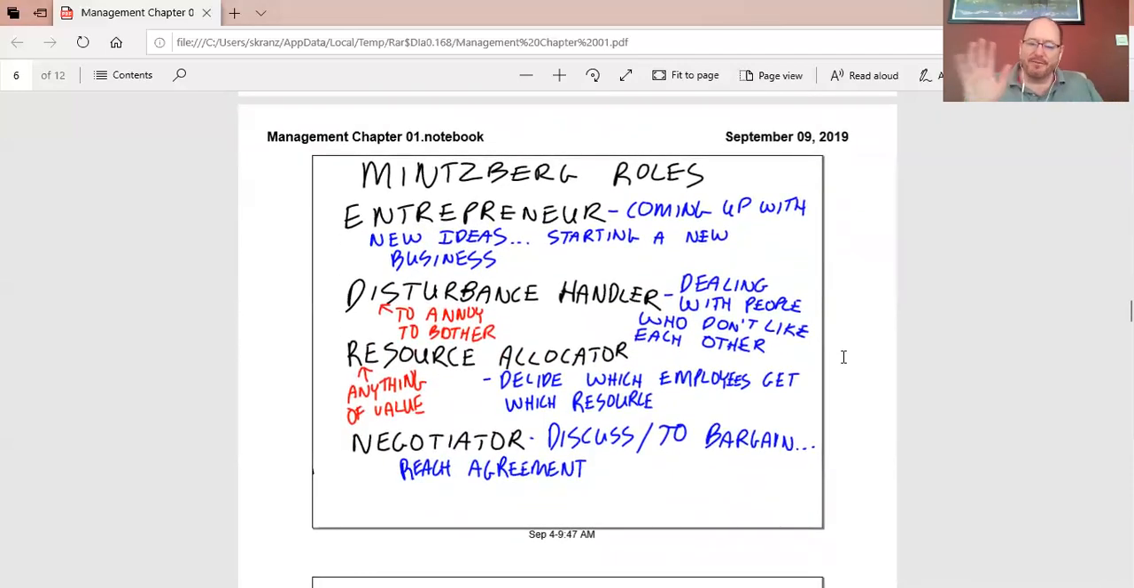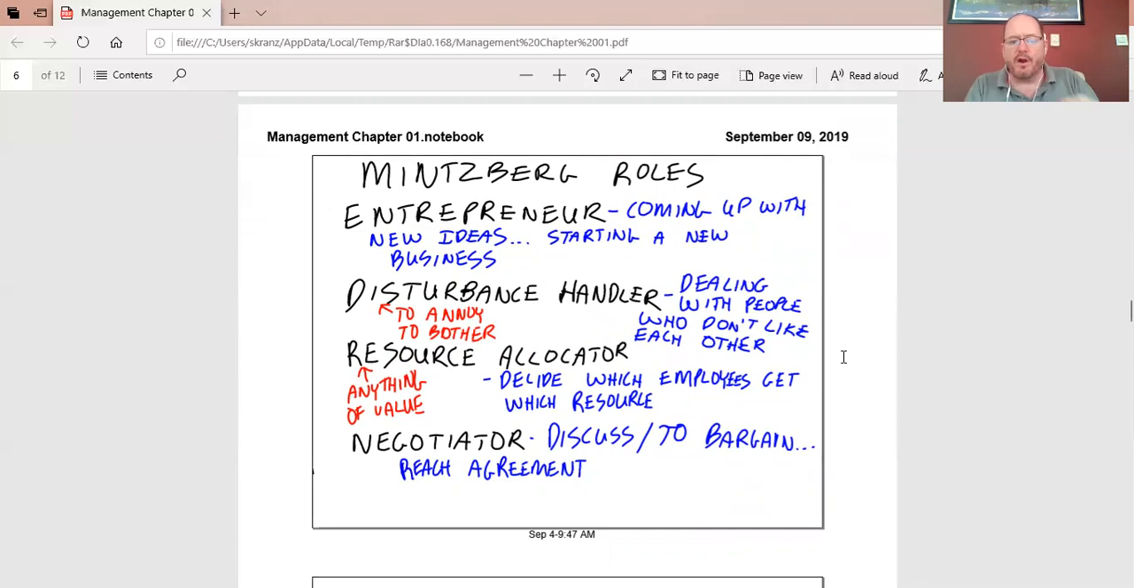Mintzberg's roles. Very quickly, I'm not going to spend a lot of time on these. An entrepreneur means coming up with new ideas. The term disturbance handler: a disturbance is anything that bothers you. So a disturbance handler means dealing with people who don't like each other. That's one of the things managers have to do.